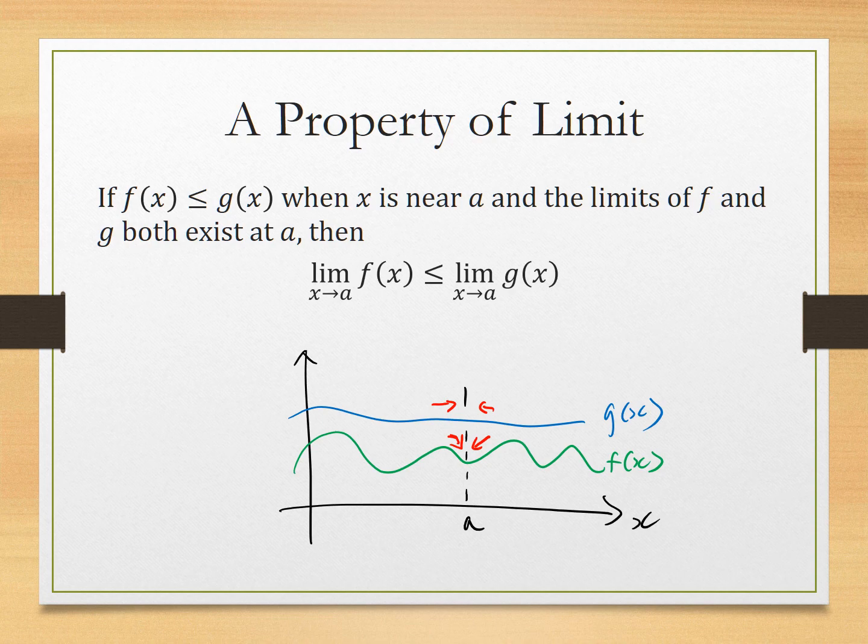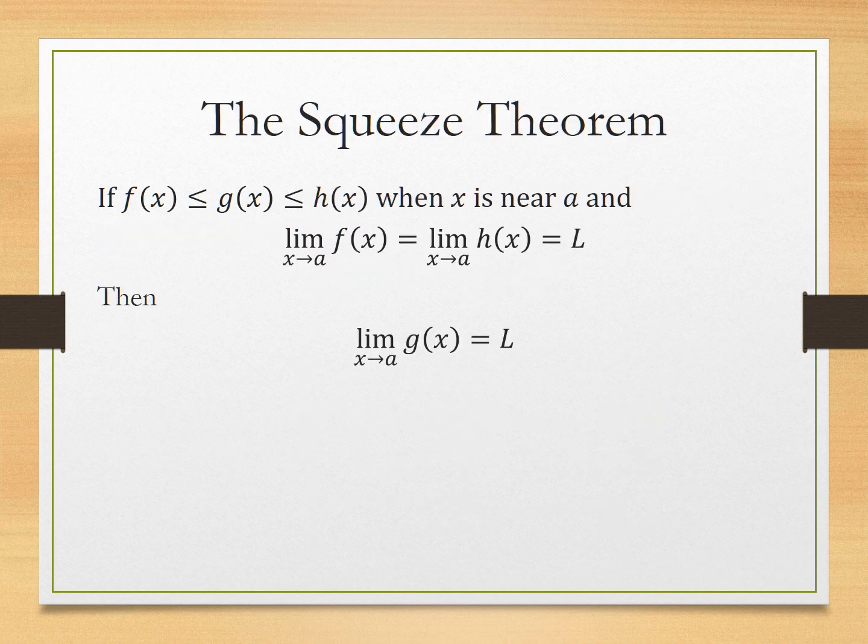And with this property, there is an even more advanced theorem. It is called the squeeze theorem, or the sandwich theorem, which says that if you have three functions, f is smaller than g is smaller than h, right? Smaller or equal, that is. If f is smaller or equal to g and g is smaller than or equal to h when x is near a, and somehow the limits of f and h are the same, then the limit of g is also the same. Once again, it's easier to see graphically what it means.